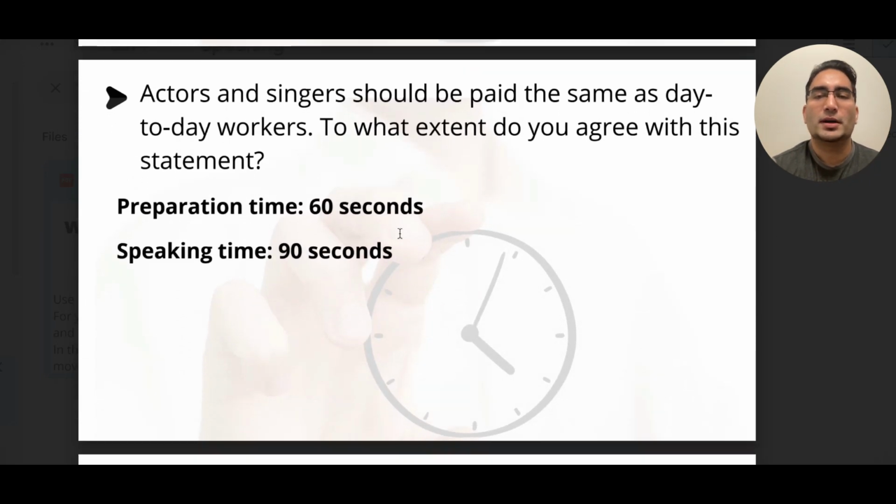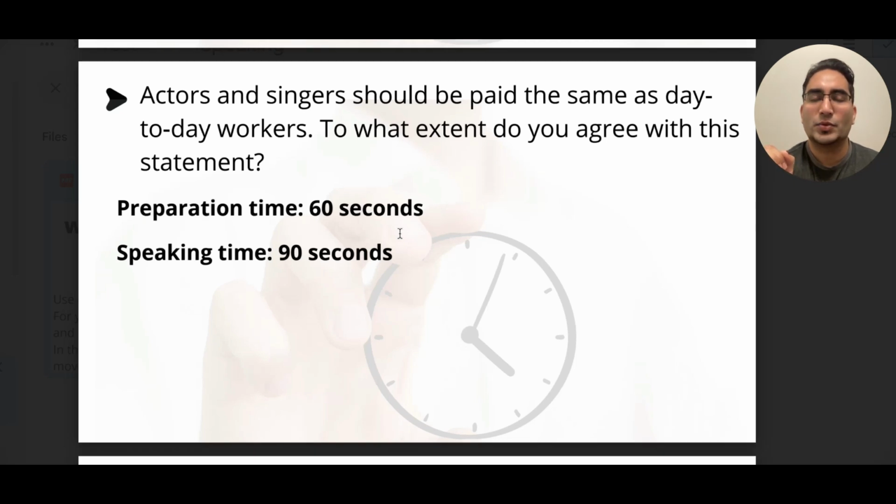Let's go to speaking part 7. We're at the second last question, which is usually a debate. And here it says actors and singers should be paid the same as day-to-day workers. To what extent do you agree with this statement?